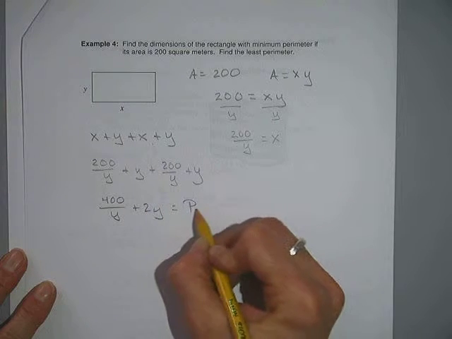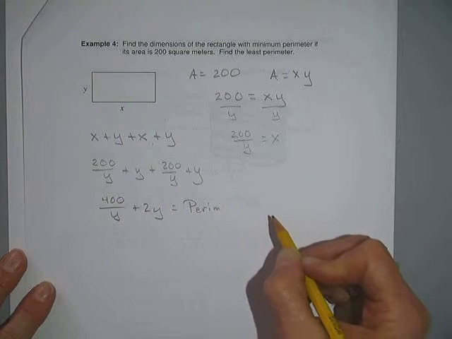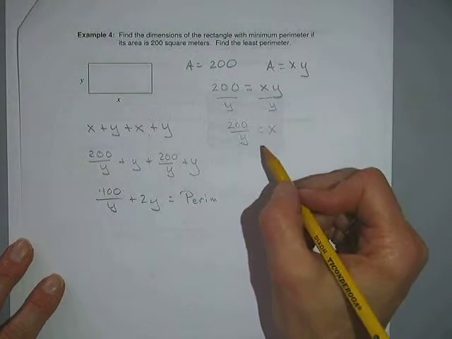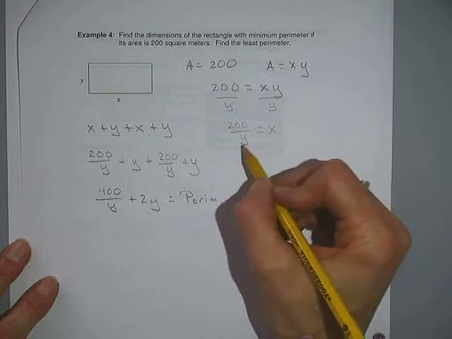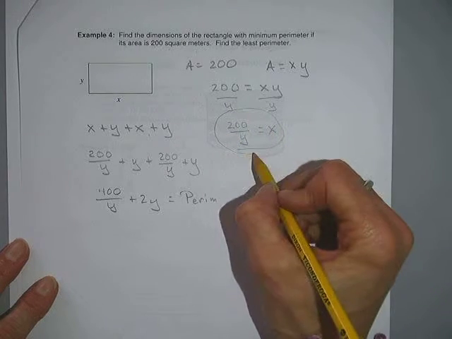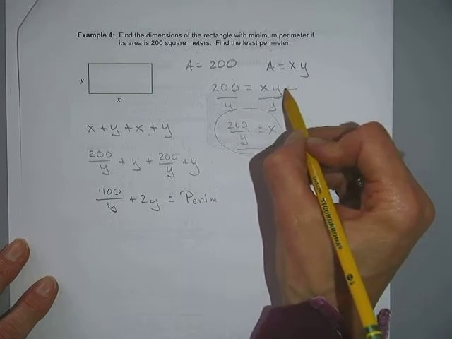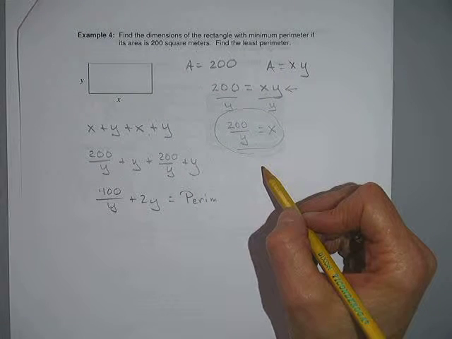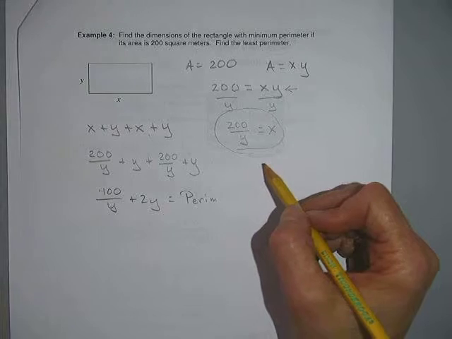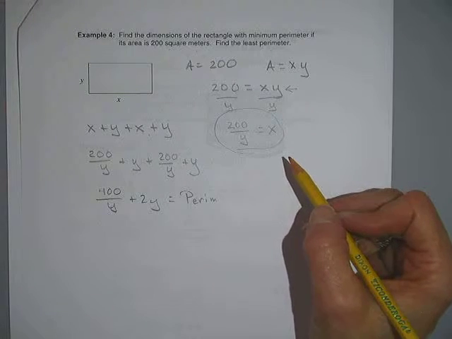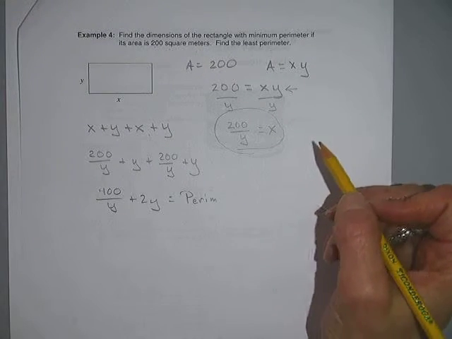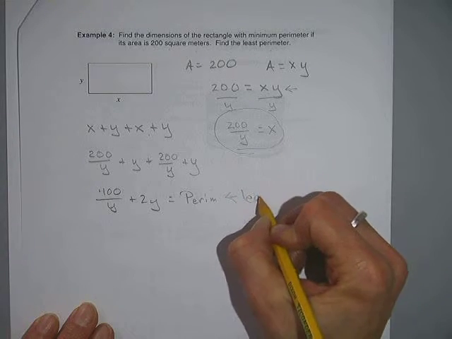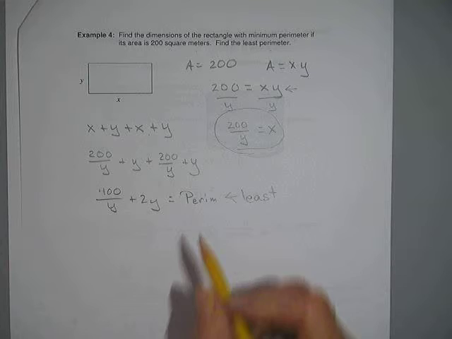Okay, so I get what? What'd you say? 400 over y plus 2y. Okay, this equals the perimeter, right? Yes. Okay, but that's not giving me any numbers, so I can't really do much with that. Is there any way that I can use this and this equation to help solve it? No, you have to guess and check. I have to guess and check.